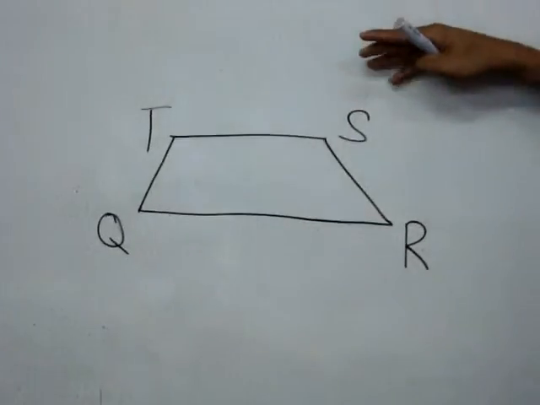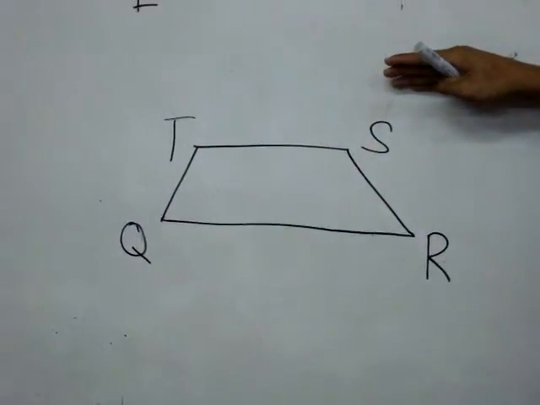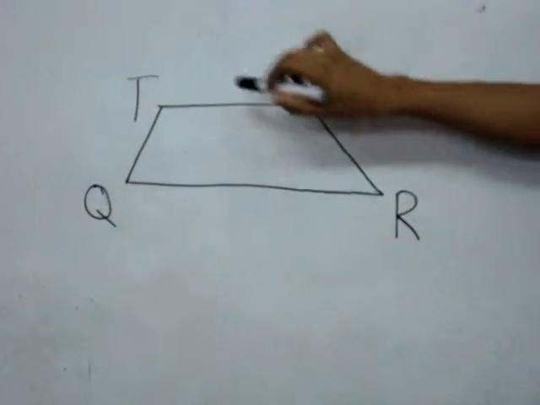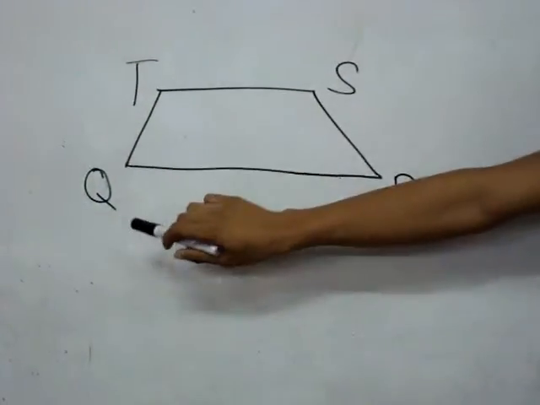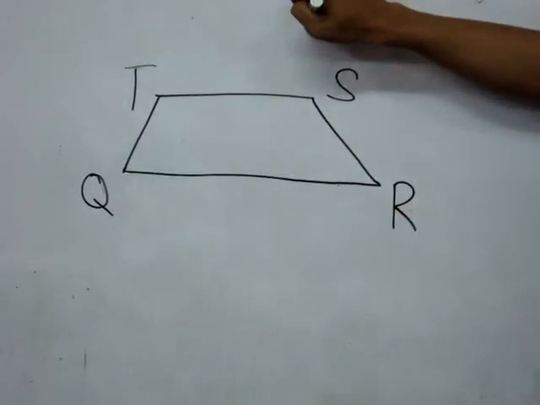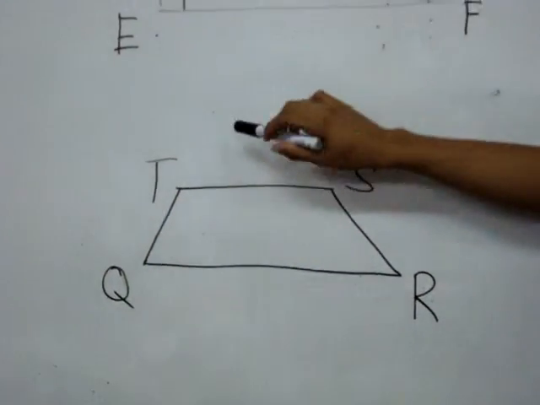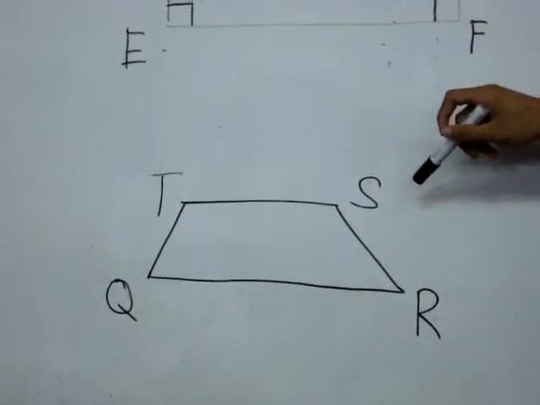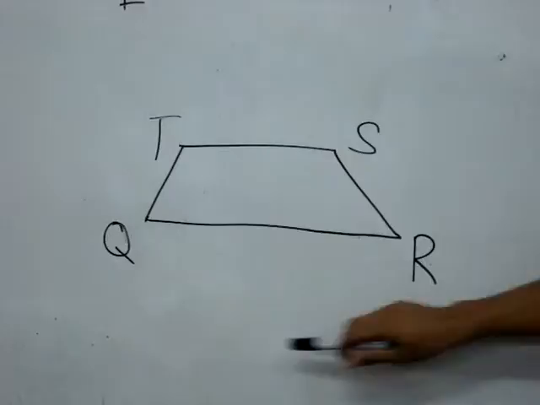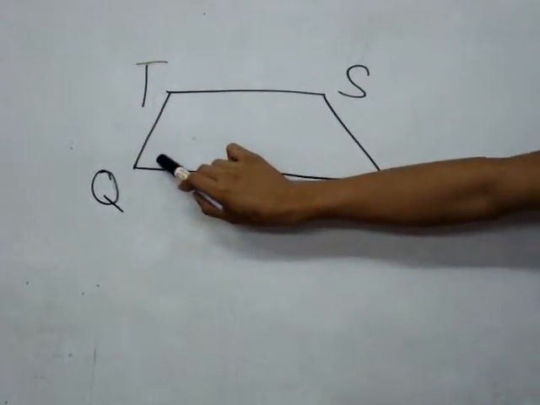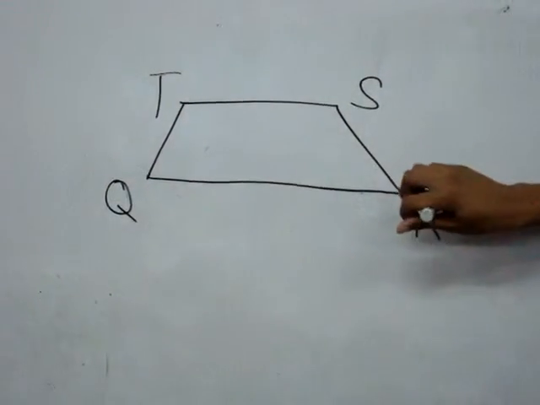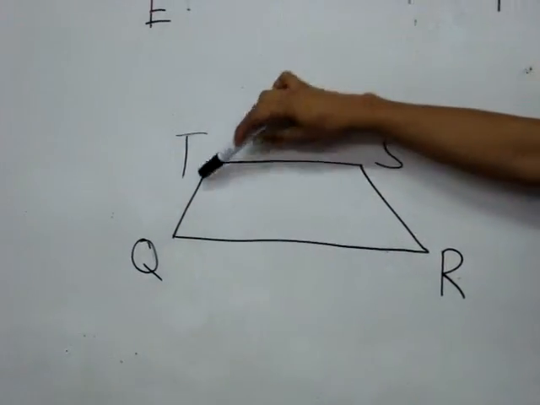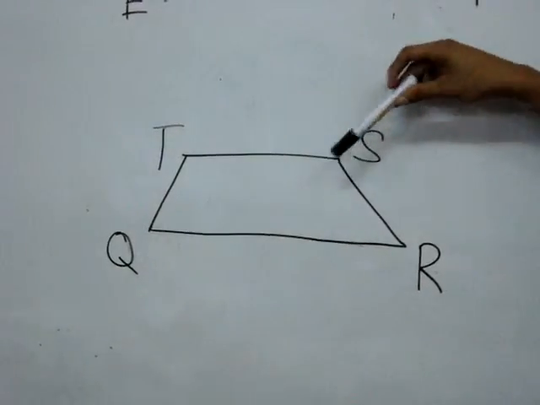Quadrilateral QRST is a trapezoid. Line QR and line TS are its bases, and line QT and line RS are its legs. Next, angle Q and angle R are its base angles. Angle T and angle S are also base angles.